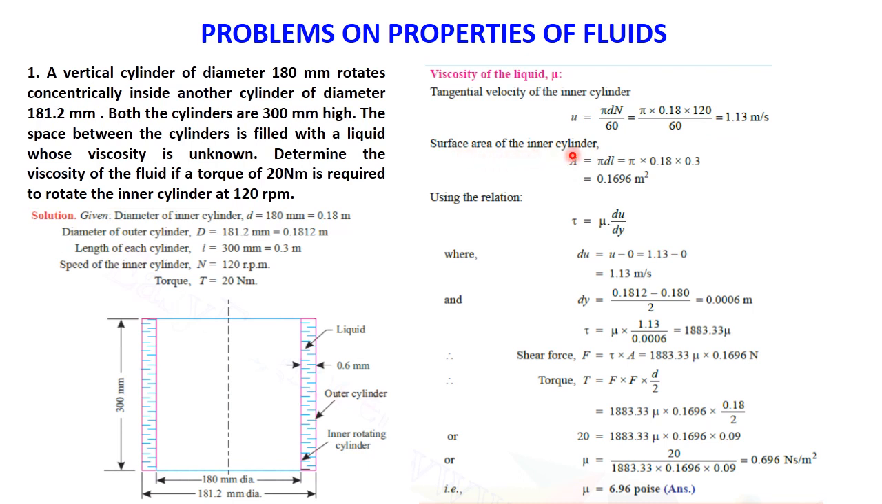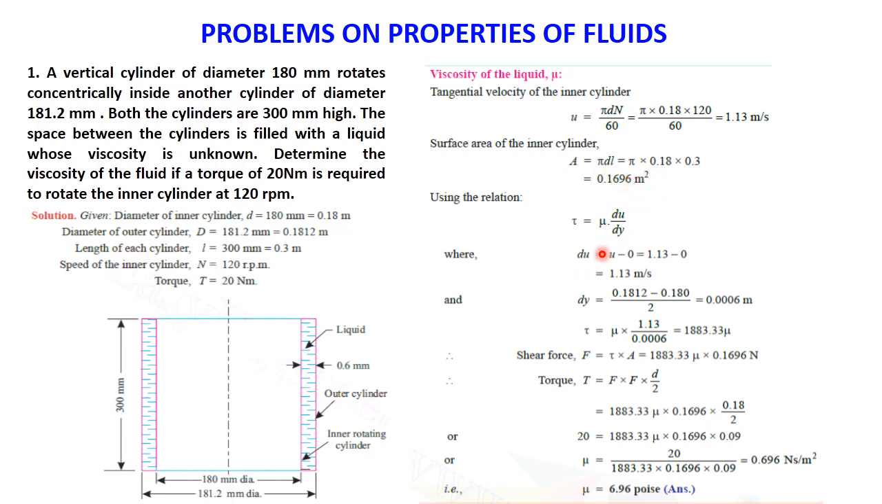Now the surface area of the inner cylinder, because now we are related to the calculation of the circumferential area. Here the length is given, so we are required to calculate with the help of length also. Either you can write pi dl or you can write 2 pi rl. So it is equal to pi into d. D is 0.18 into length is 300 mm, that is 0.3 meters. So the area we get is 0.1696 meters square.